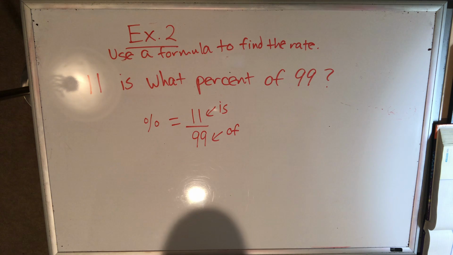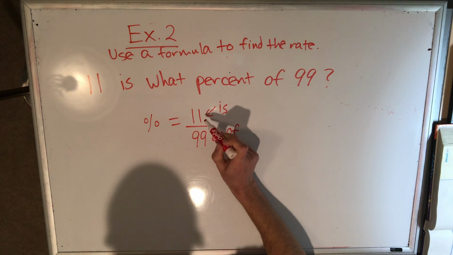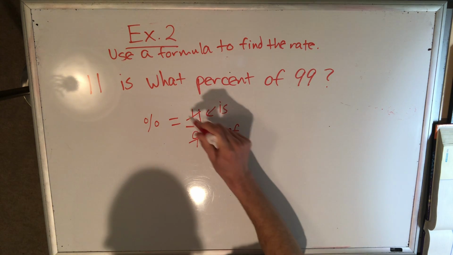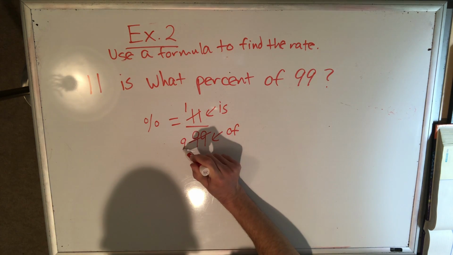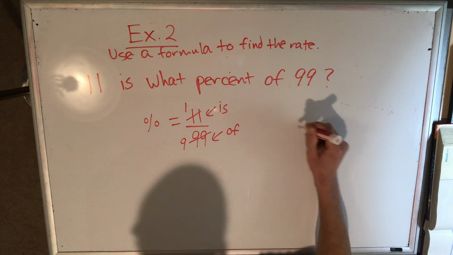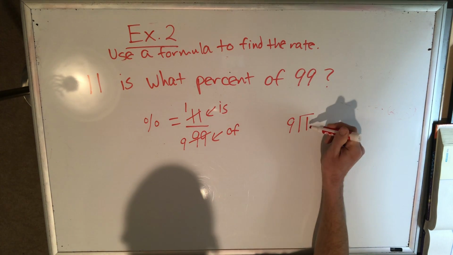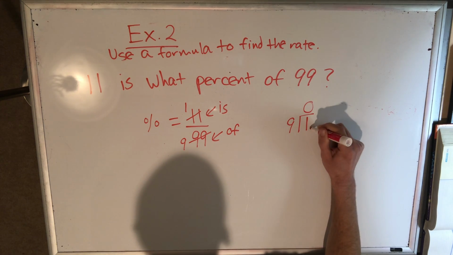Okay, so 11, well, we can simplify that. 11 and 99 can each be divided by their greatest common factor, 11. 11 divided by 11 is 1. 99 divided by 11 is 9. And then 1 divided by 9, always put the top number on the inside and the bottom number on the outside of the box. 9 goes into 1 0 times.